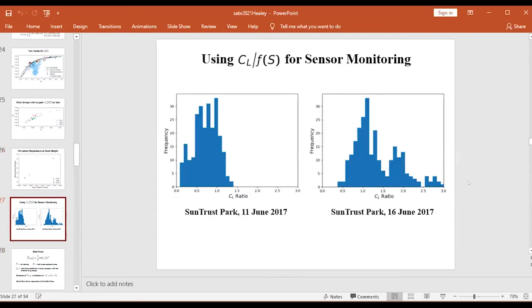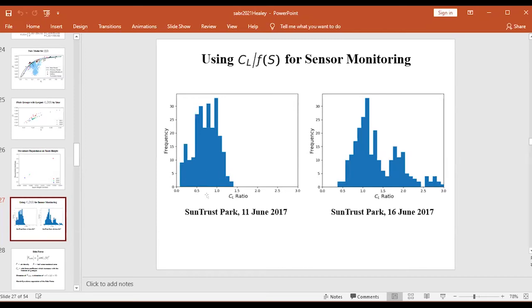And another thing that we can use this F of S function for is for sensor monitoring. As we said, this CL over F of S should max out at 1, but with noise, it can be bigger than 1. And on the left, we've got the distribution of this ratio for one game at SunTrust Park. And you see that we do get some pitches above 1. The 2 sigma point is about 1.5. So we shouldn't see too many pitches above 1.5. So this is a fairly typical looking distribution on the left.